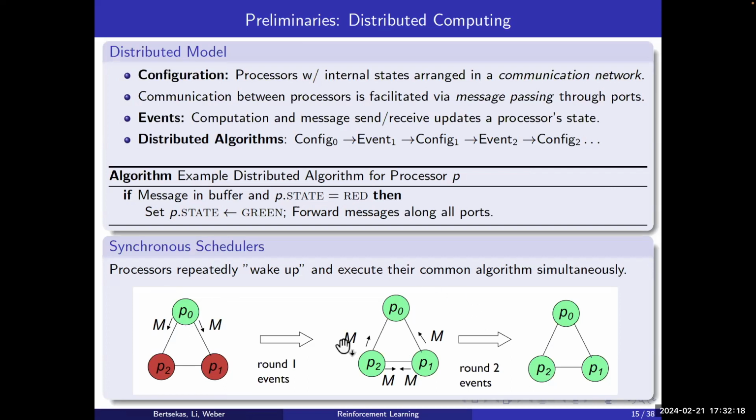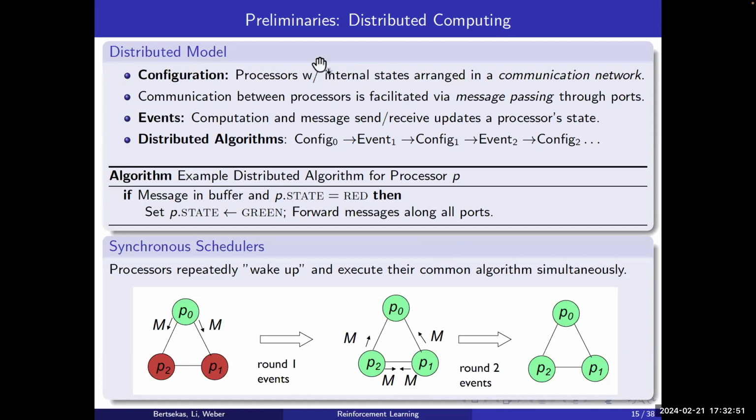So in the next round, they all wake up again. P0 has nothing to do because it has no messages in its buffer, so it just stays in its green state. But P1 and P2, well, this condition is true. They have a message in their buffer and they're red. So they change their state to green, forward messages along all ports, and then we arrive at this configuration. And after this configuration, there's no further progress that can be made because everybody's green.